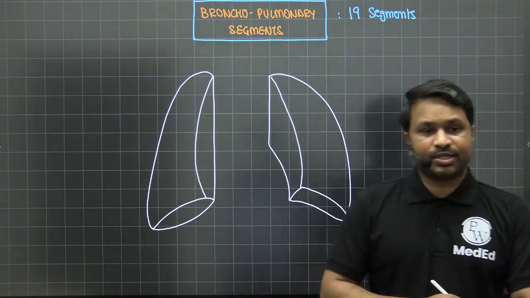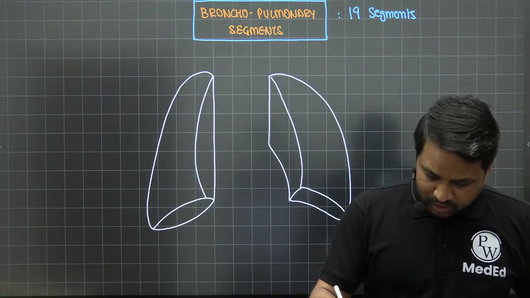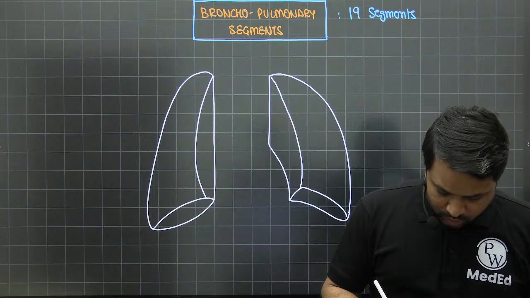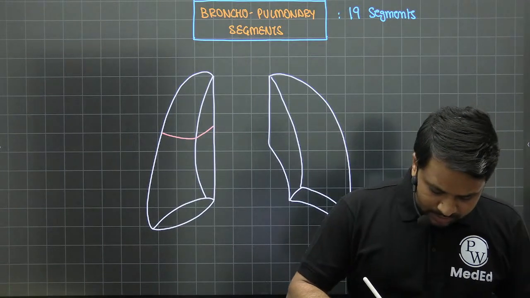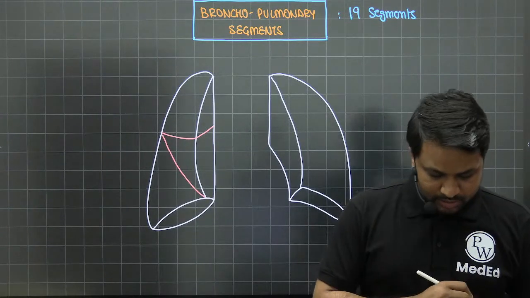Okay. So this is the right and the left lung that is going to be present here. Now, on the right side of the lung, there are two fissures which are going to be present. One is going to be your oblique fissure, which is going like this. Another one is a transverse fissure. Another one is your oblique fissure, which is going like this, right?